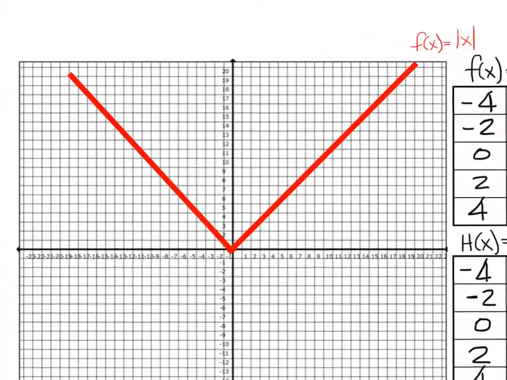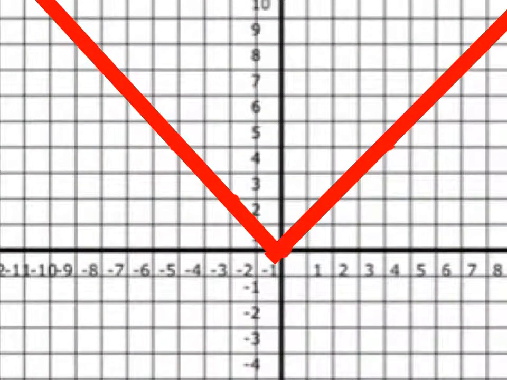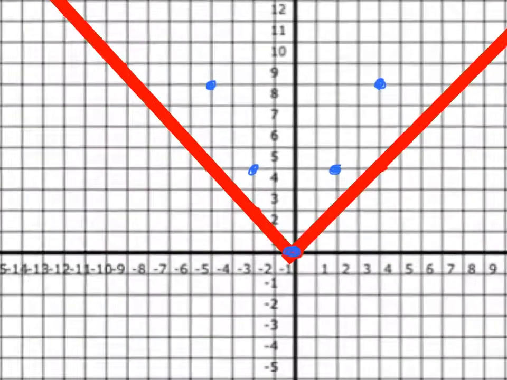So we have to go to negative 4 and then 8. And here is negative 4, 8. We plugged in a negative 2 and came back with a positive 4. So it's going to go here. 0, 0. A positive 2 gave us a 4. And then a positive 4 gave us an 8. So now we have to graph that.